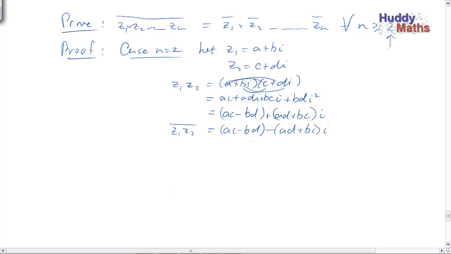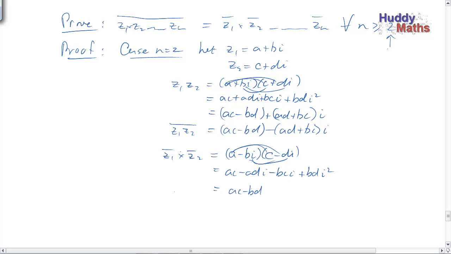Alright, let's now look at the product of the conjugates. Z1 by Z2. Conjugate of Z1 is A take BI. Conjugate of Z2 is C take DI. And the product, here we go: AC take ADI take BCI. We've got to be careful here, plus BDI squared, which is negative BD, so it's AC take BD.